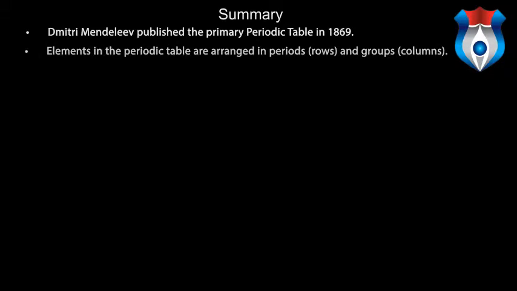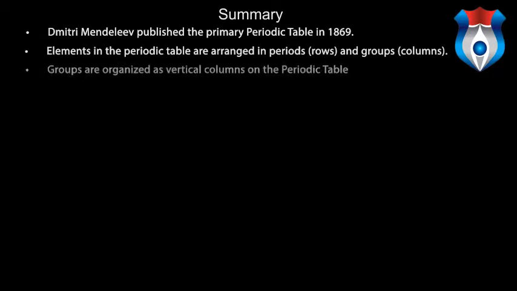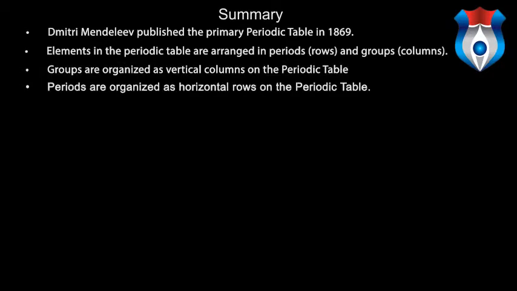Now in the end, let us summarize what we have learned in this lecture. Dmitri Mendeleev published the primary periodic table in 1869. Elements in the periodic table are arranged in periods, rows, and grouped columns. Groups are organized as vertical columns on the periodic table. Periods are organized as horizontal rows on the periodic table.